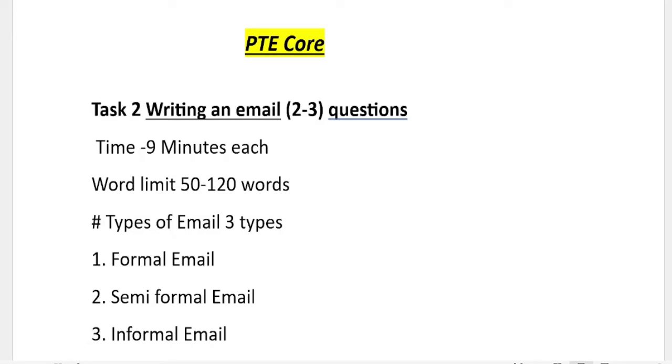Okay, and if I talk about the time that you will be getting for these emails, you'll be getting 9 minutes for each email. 9 minutes for each means you'll get one email, then you'll get 9 minutes. Now it is up to you whether you utilize the full 9 minutes or you finish a little early. Let's say the first email you finish in 7 minutes, 2 minutes are still pending, but as soon as you click on the next question you will be getting another email and another 9 minutes. Okay, so there is no benefit of finishing your email earlier.